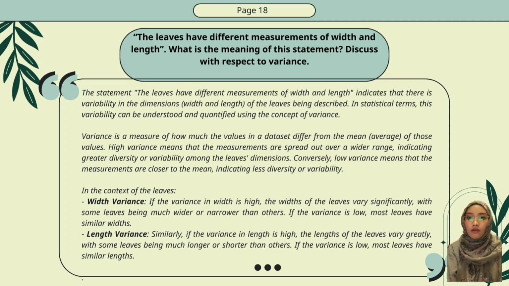In the context of the leaf width variance, if the variance in width is high, the width of the leaf varies significantly, with some leaves being much wider or narrower than others. If the variance is low, most leaves have similar width. For the length variance, similarly, if the variance in length is high, the length of the leaf varies greatly, with some leaves being much longer or shorter than others. If the variance is low, most leaves have similar length.